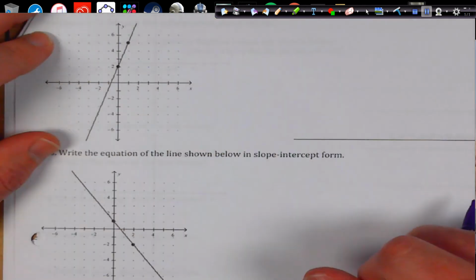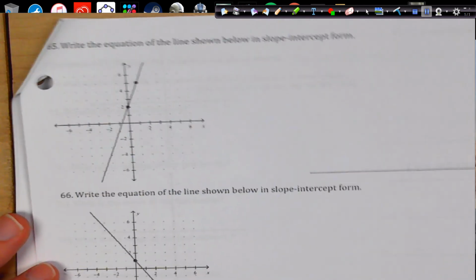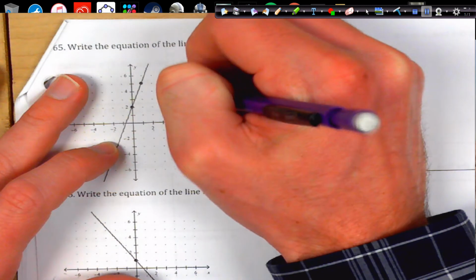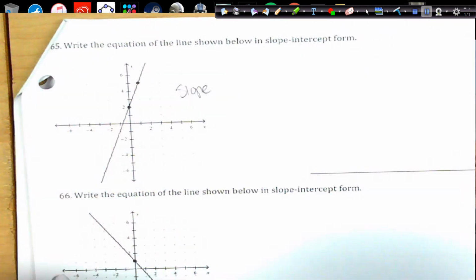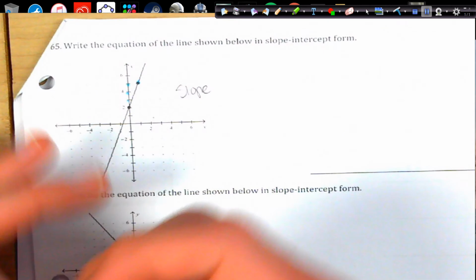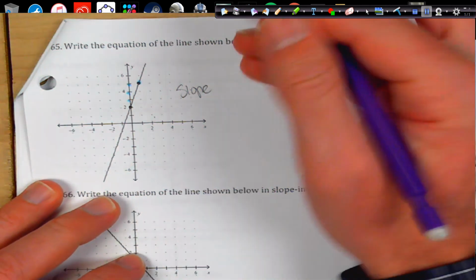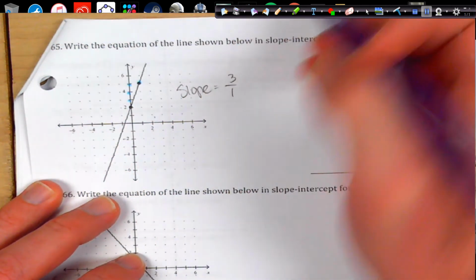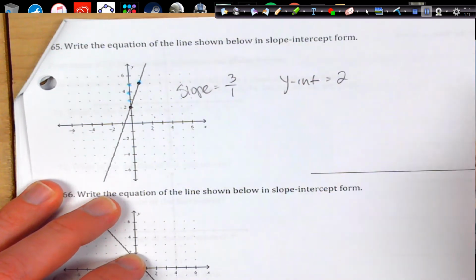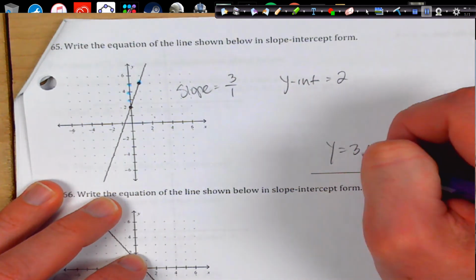Alright, the equation of the line shown below in slope-intercept form. Okay, well this is pretty easy. We can first find the slope. I can find it by counting. I'm going to go rise over run, 1, 2, 3 over 1. Okay, so the slope is rise 3, run 1, and the y-intercept is 2. So we just get y equals 3x plus 2.